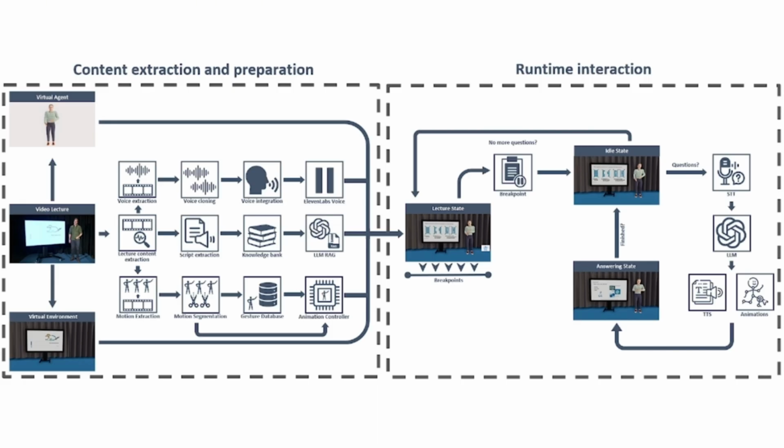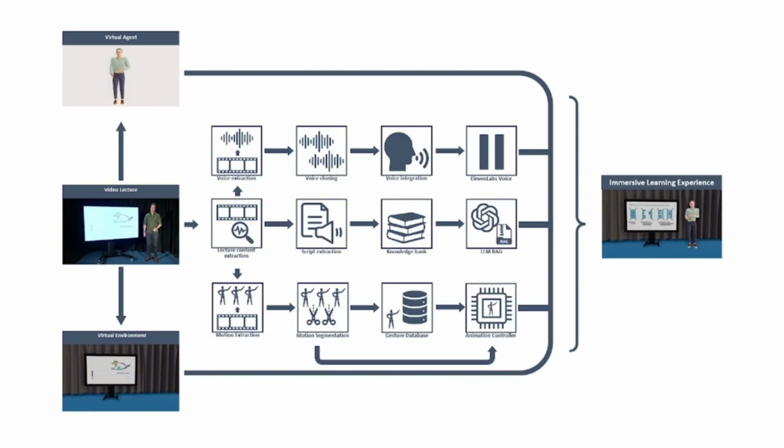The method consists of two phases. The first phase is content extraction and preparation. We begin with the source lecture video and transcript, divide the lecture into chronological content blocks, and define expert-reviewed breakpoints that determine when interaction can occur.